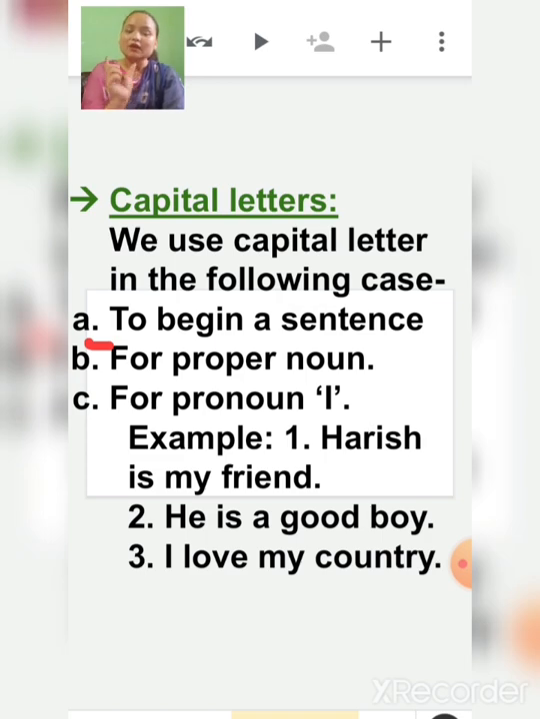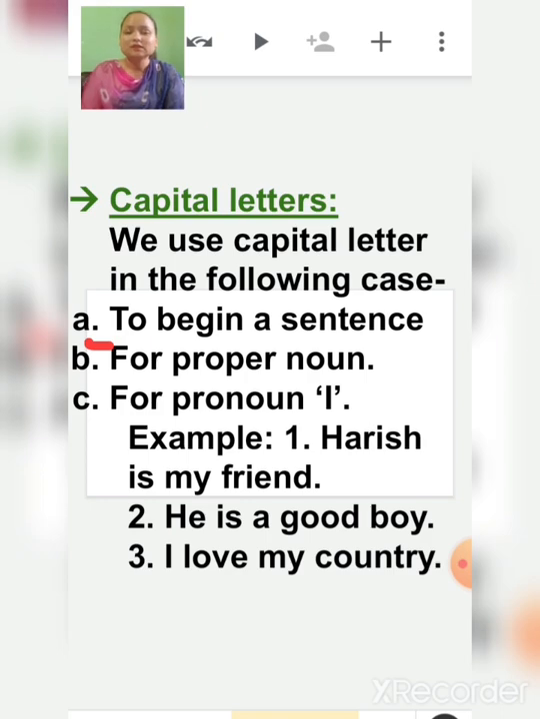So whenever you are writing a proper noun, that is the name of a place, a country, a person, or a newspaper, anything, you will write it starting with a capital letter. Then for pronoun I, if I is coming in between the sentence also, you have to write capital I, not a small i. So for pronoun I also you will use a capital letter.